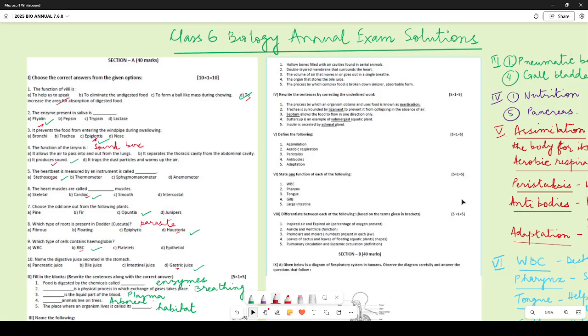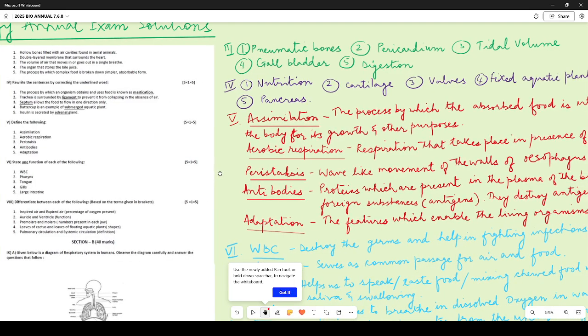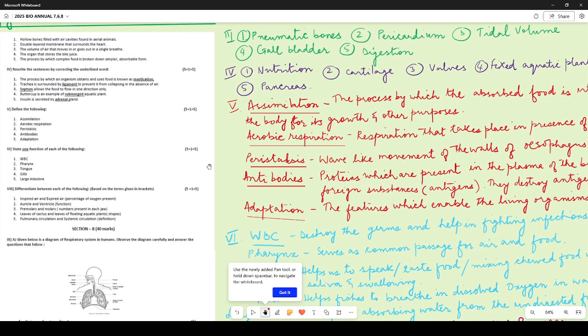Now let us move on to name the following. So let us check this out. Let's shift this a little bit. Hollow bones with air cavities found in aerial animals. What are they called as? So these bones, they are called as pneumatic bones. Double layered membrane that surrounds the heart, pericardium. The volume of air that moves in or goes out in a single breath, tidal volume. The organ that stores the bile juice, gallbladder. The process by which complex food is broken down into simpler absorbable form, digestion.